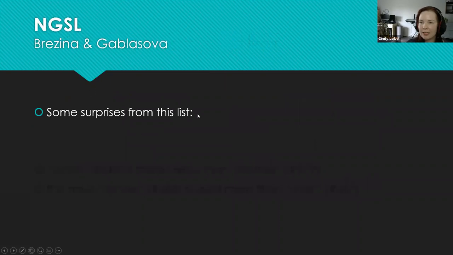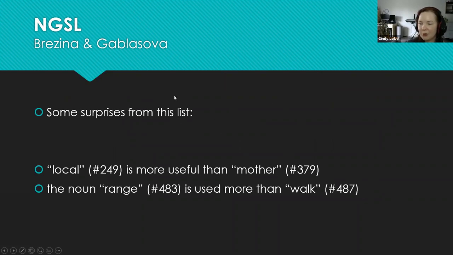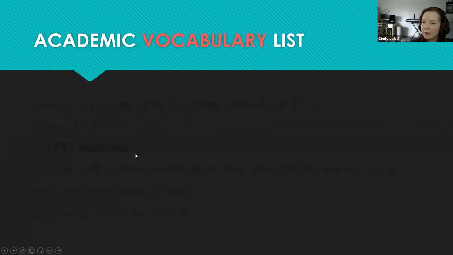So going back to the Brezina and Gablasova list, here are just some examples. They view local as more useful than mother, which I wouldn't have expected, or the noun range is used more than walk. And if you look at lists, and I'm not going to say one is better than the other, you might find some interesting ways of looking at language. We have these assumptions that we bring with us that these are easy words that they need to know, and these are more complex words. But sometimes a different word list can really be helpful for helping us reanalyze and refocus our attention on the words that we're choosing.